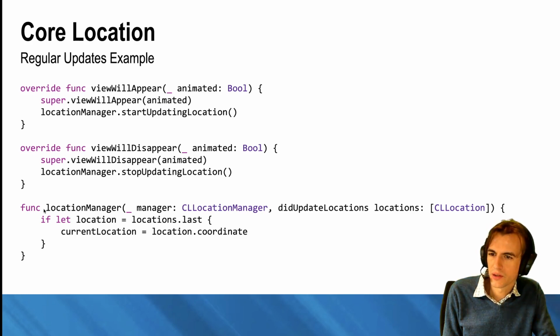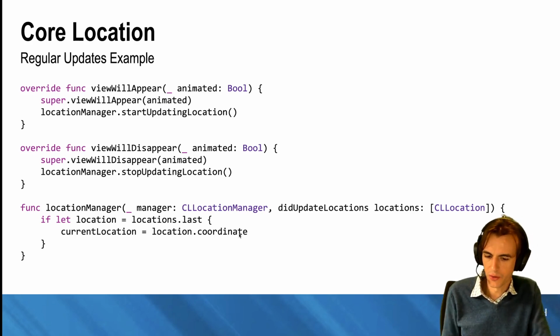Then this is the delegate method. Like all of Apple's delegation patterns, the first thing it does is pass you the specific location manager that triggered this. So you get called with location manager, did update locations, and you get an array of CLLocation objects. You can check that the array is not empty, take the last value of it, and then the current location is the location.coordinate. The location coordinate just has a longitude and latitude value.